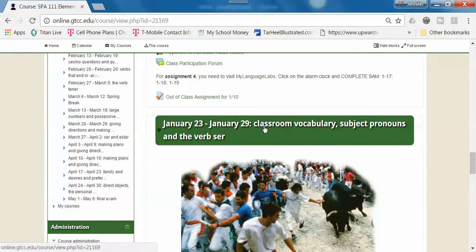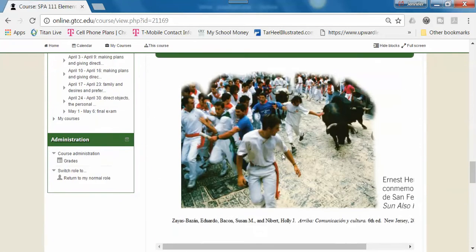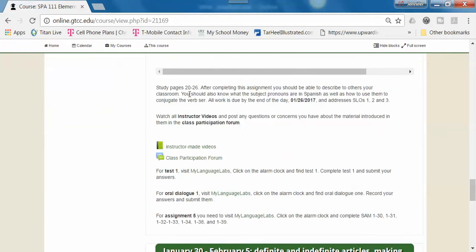and the verb estar. So if you open it up and you scroll down past the decorative picture, it tells you to study pages 28 and 26. And it tells you that after completing this assignment, you should be able to describe to others your classroom. You should know what the subject pronouns are, which are I, you, he, she, we, they, in Spanish, as well as how to use them, and then how to conjugate the verb ser.